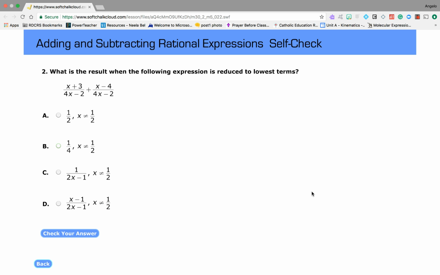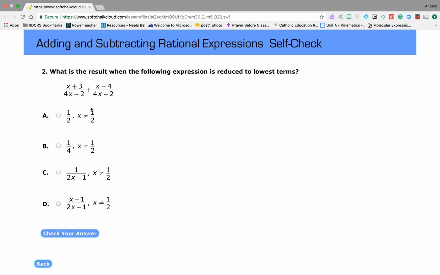What is the result when the following expression is reduced to lowest terms? So in this case, they both have the same common denominator, but you could actually factor out a 2 here. So what's going to happen is that you're going to have 2, open the bracket, 2x minus 1. So that would basically mean your non-permissible value, x cannot be 1 over 2. But then you need to add the tops.